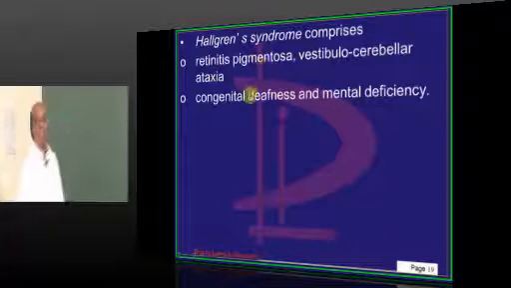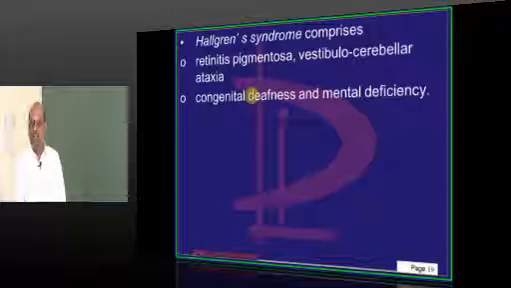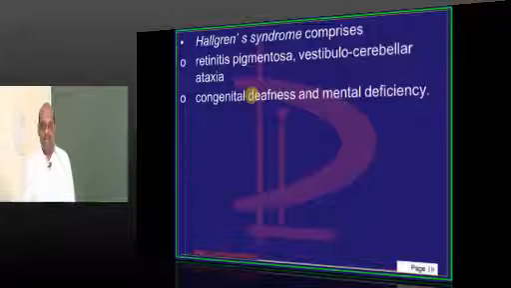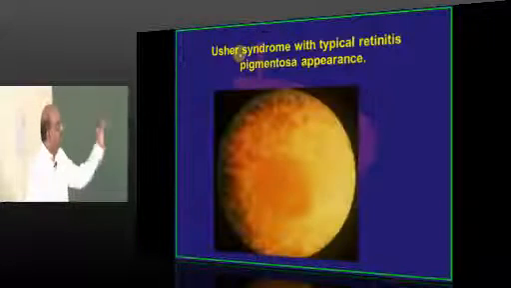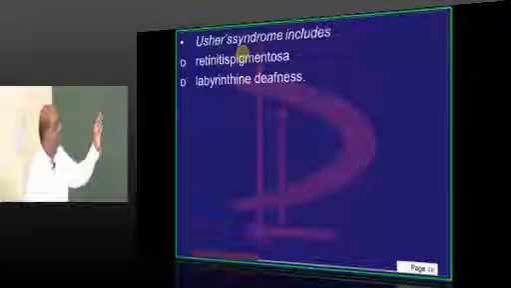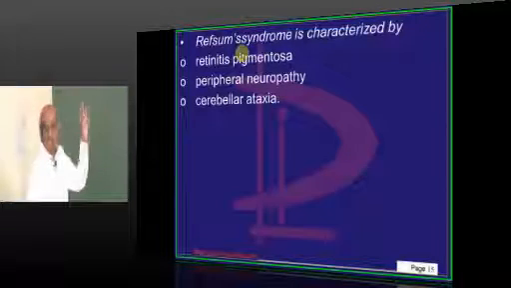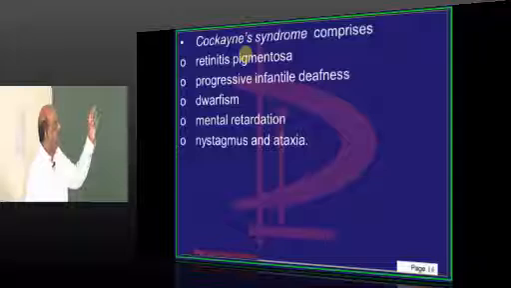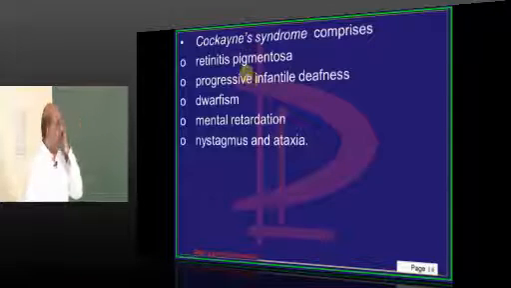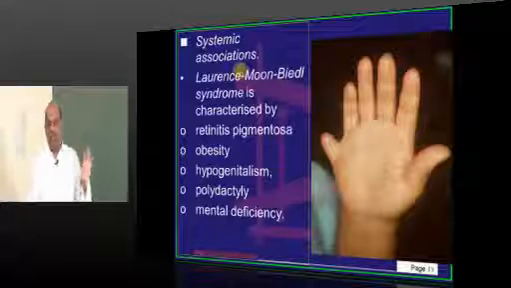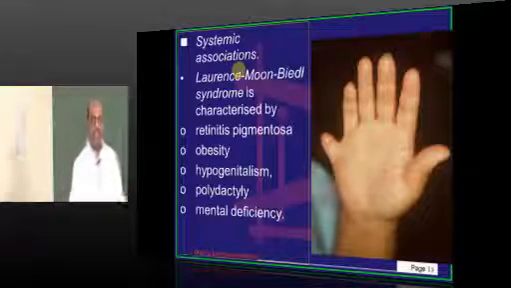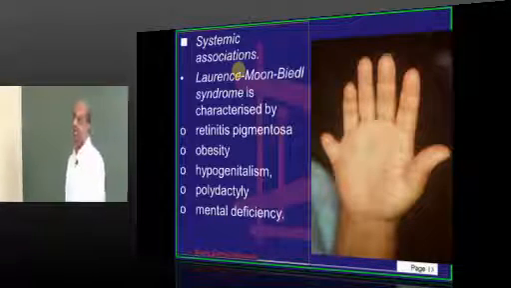Hallgren's, if you still have energy, you are not yet collapsed with too much toxicity in the brain to remember too many things, you can still remember this, but this is not required. Usher is asked in entrances. Then Refsum you must know. Cockayne, rarely it is asked. Then you have Laurence-Moon-Bardet-Biedl, you need to remember. That's all, doctor. Then you will say, what is this, sir?